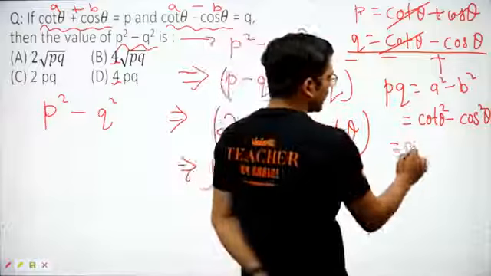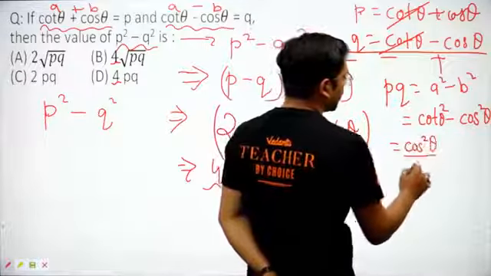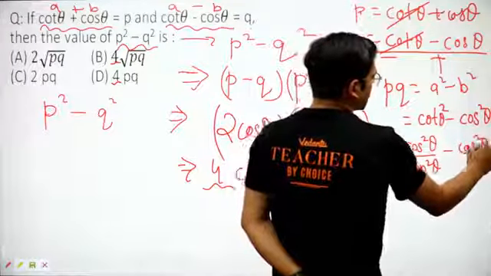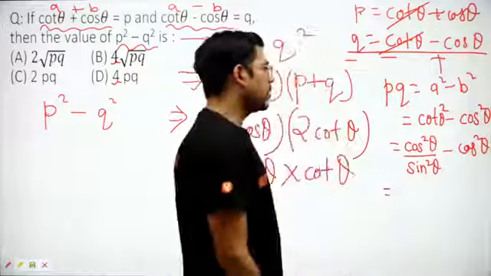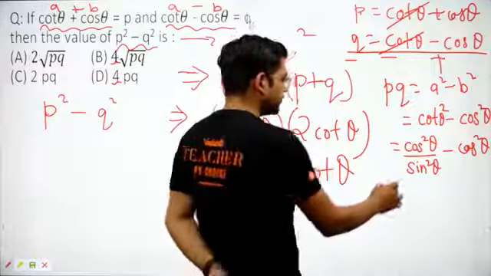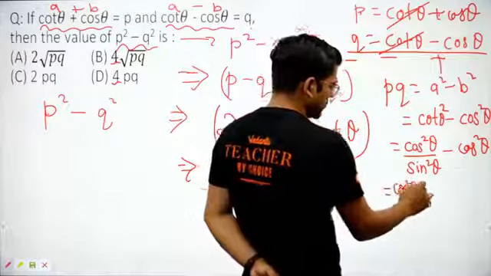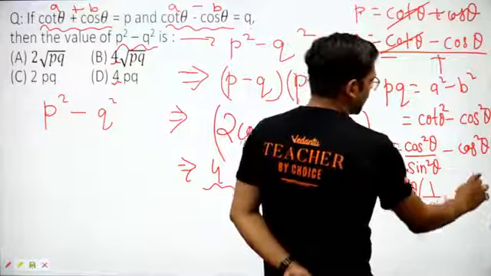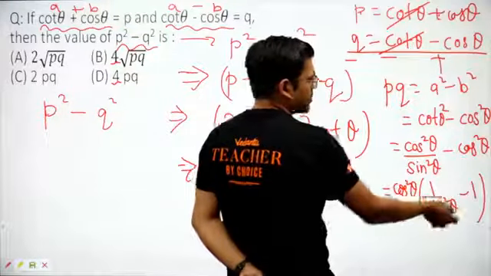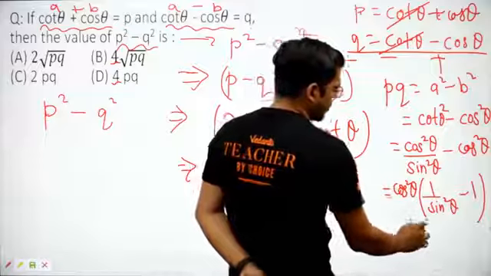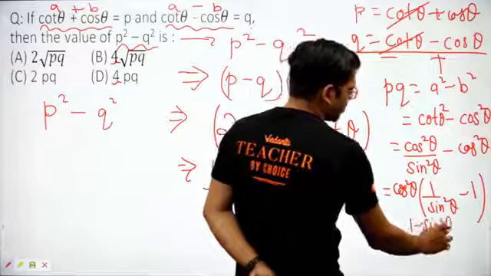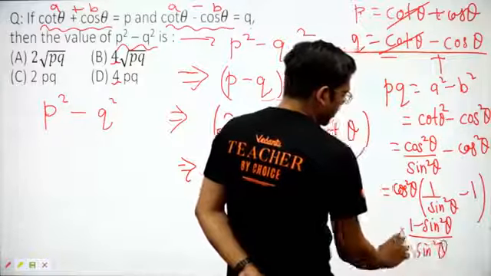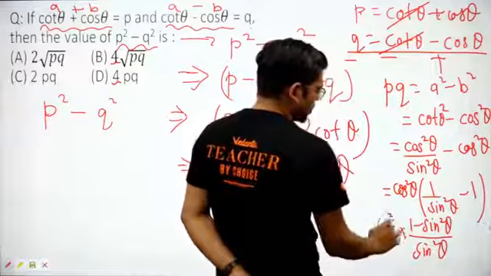So cot square theta can be written as cos square theta divided by sin square theta, minus cos square theta. What we will be doing, we will be taking the common cos square theta, and thereafter 1 upon sin square theta minus 1. We will be taking the LCM. It will be 1 minus sin square theta divided by sin square theta into cos square theta.